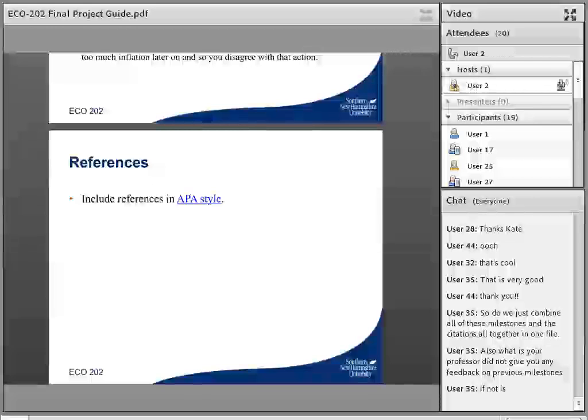You're going to have your title slide, which instead of saying milestone, as it did before, will now just be the title slide. Your in-text citations are going to be the same. They're just going to be in their parentheses. That's not going to change.